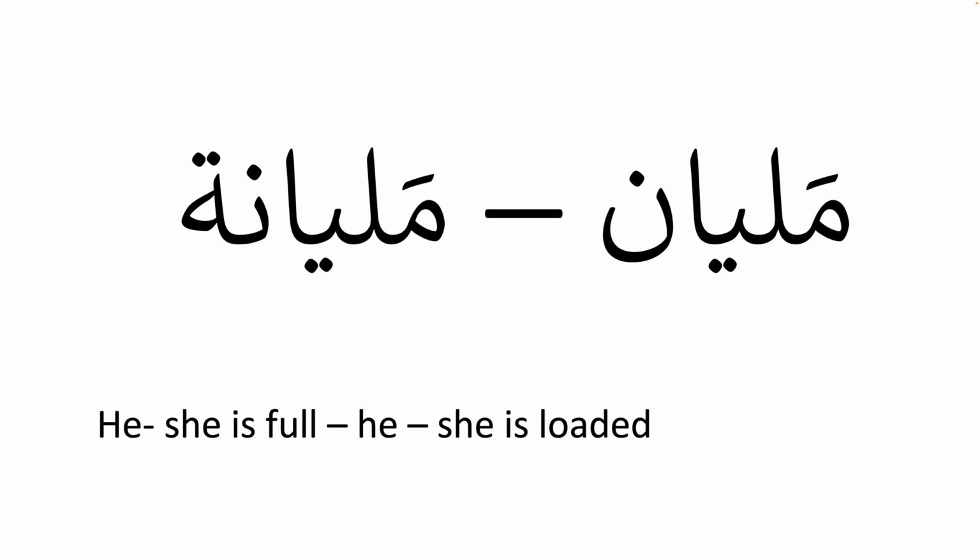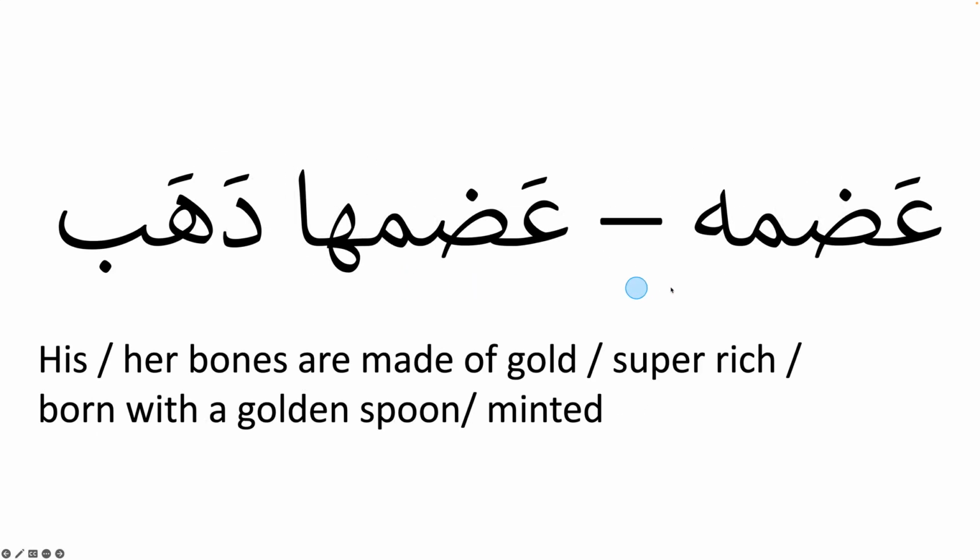I masculine or man, he and you masculine. On the other side, مليانة would be used for I, female, you, female, and she. So one word could be used for 3 subject pronouns, for 3 people. That's the beauty of active participle. So that's the literal translation, but the overall translation, it means she or he is loaded. Somebody who's very rich.